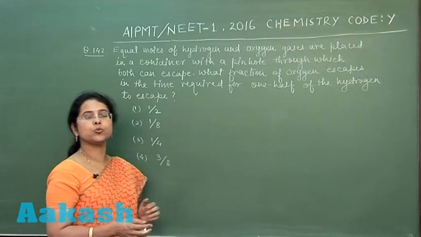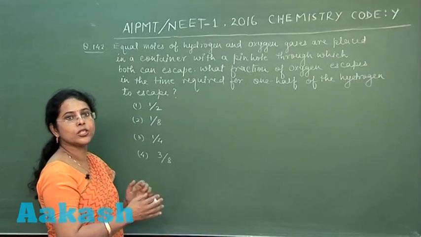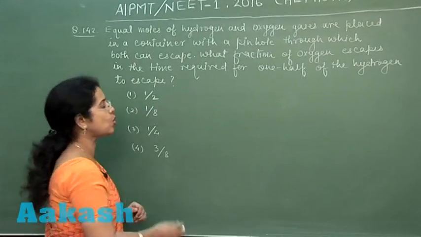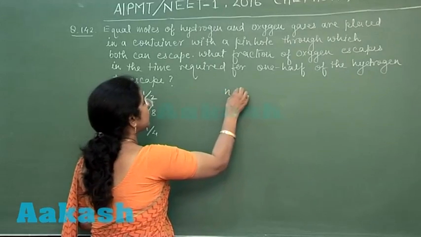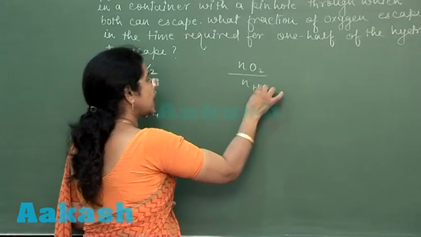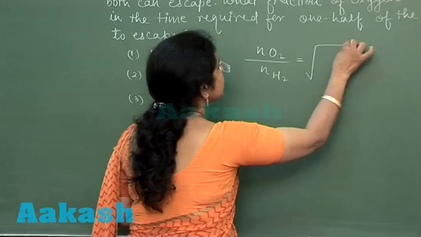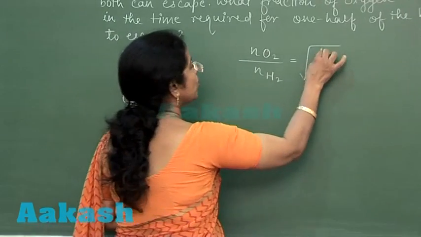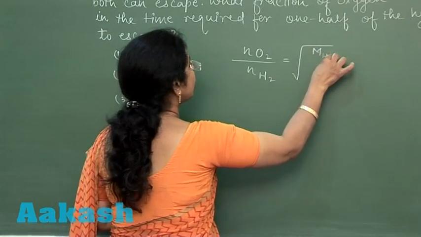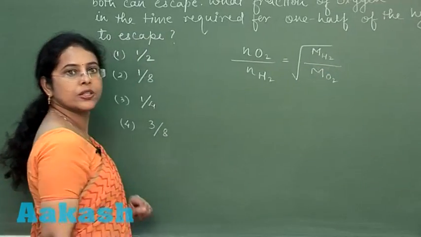Now this question is based on Graham's law of diffusion. So in order to solve this question, we will apply Graham's law of diffusion. Number of moles of oxygen gas diffused over number of moles of hydrogen gas diffused is inversely related to the root of molecular mass of oxygen gas over molecular mass of hydrogen gas.